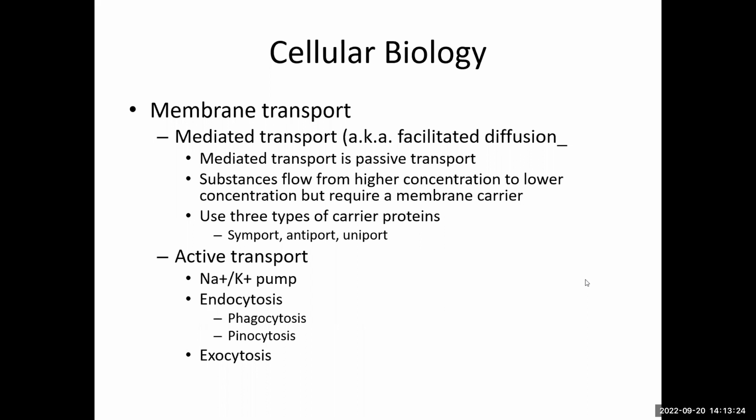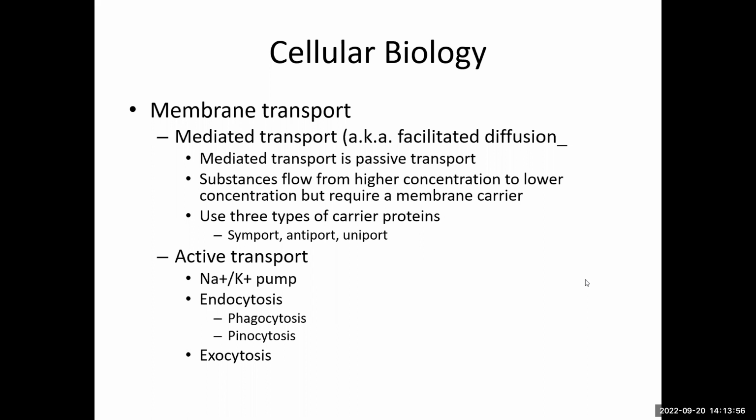The symport, if you remember from A&P, is a transport protein that will allow two molecules to go across in the same direction. The antiport is going to allow two molecules to go across in opposite directions. And then the uniport is going to take one solute across in one direction, whether it's in or out of the cell. Finally, active transport is the last type of transport, and this is always going to require energy.